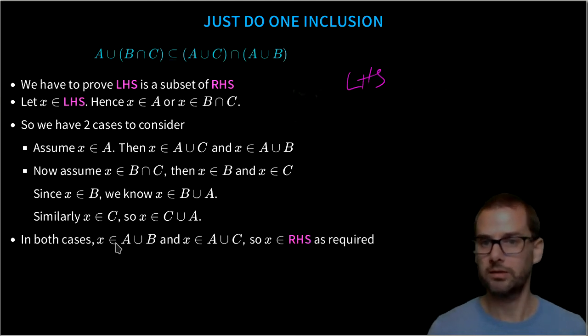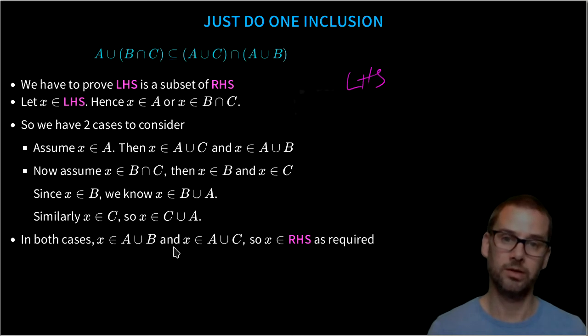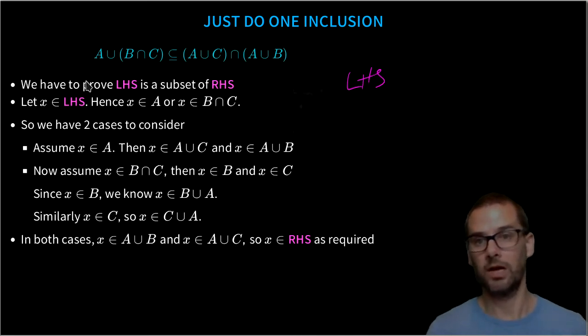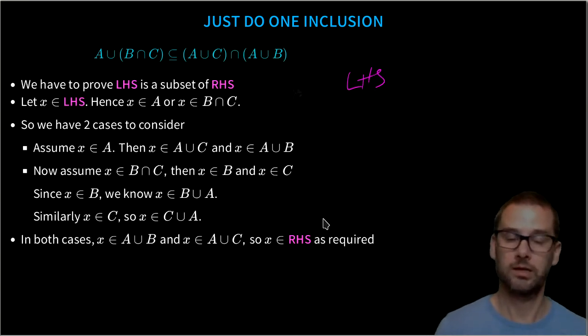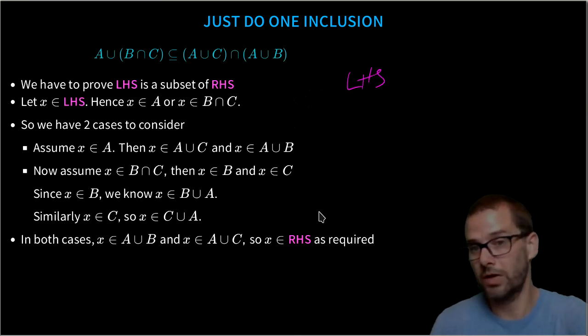So in both cases, we know that X is in A union B and X is in A union C, so it's in the right-hand side. So if it's in the left-hand side, then it's in the right-hand side, which is just what we need. So all we have to do now is write it up nicely.